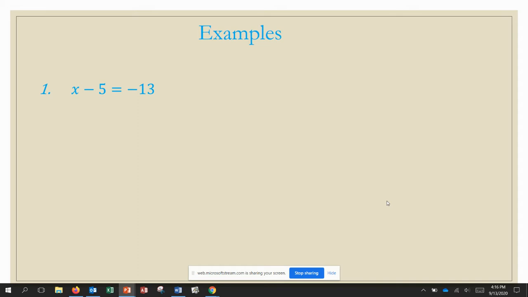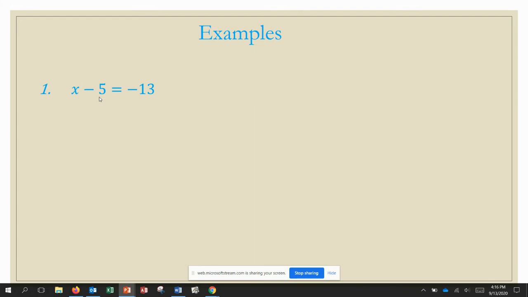So in number 1, we have x minus 5 equals negative 13. Remember, anytime you are solving equations, your goal is to get x by itself. You want to figure out what the value of x is. If we want to get x by itself, we need to figure out how to move this negative 5 to the other side, or how to get our constants on the left-hand side to be 0.